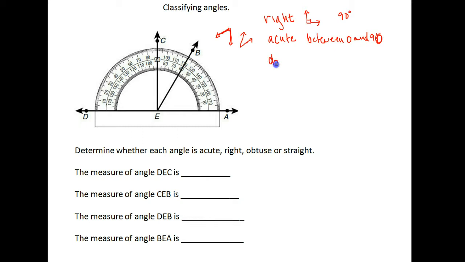Next we have obtuse. Obtuse angles are big angles. When something's obtuse, it's large. Obtuse angles are between 90 degrees and 180 straight out. Okay, so obtuse angles have a big wide opening.